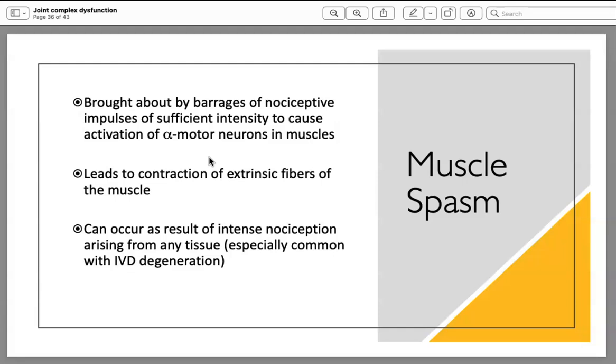You end up getting this barrage of increased nociceptive impulse, and it's of such sufficient intensity that it causes all the alpha motor neurons to fire, to spasm and protect that more isolated microscopic structure. This leads to contraction of those extrinsic muscle fibers. So it's typically a result of that intense nociception arising from that tissue, especially common with IVD degeneration.